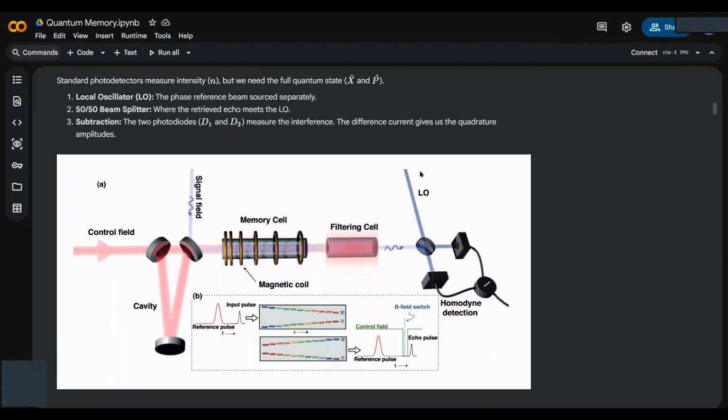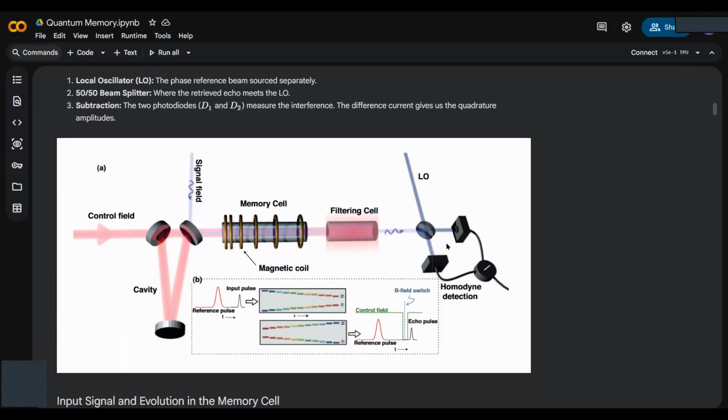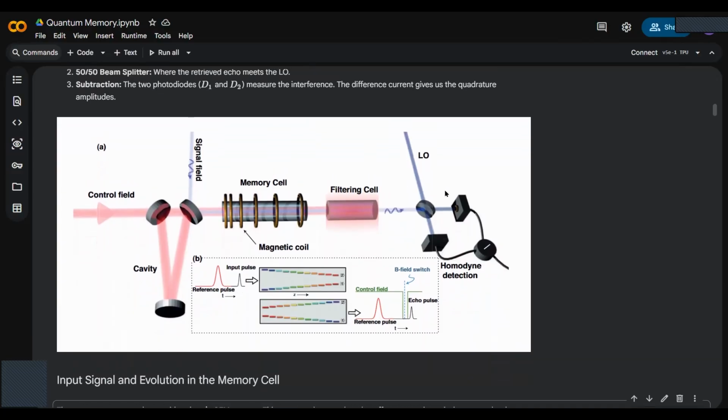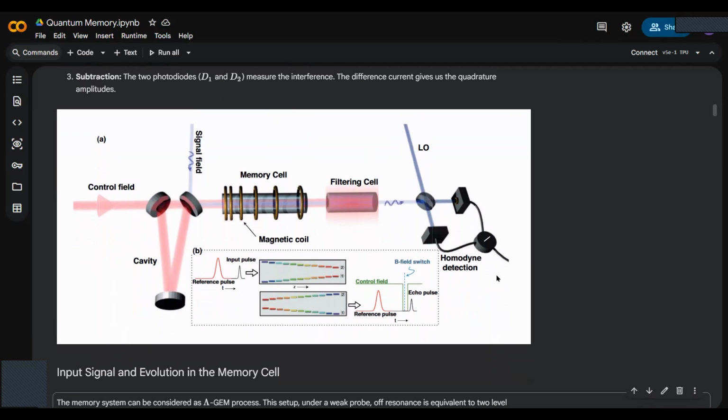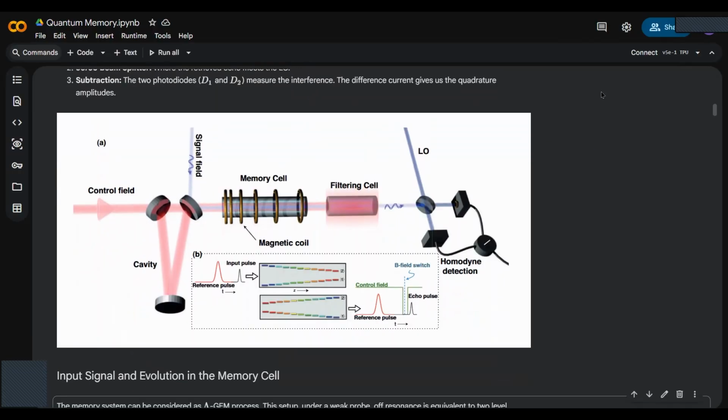For the homodyne detection, as I said, we source a local oscillator beam which bypasses the entire experimental setup of the memory, and we put it on a 50-50 beam splitter, where the retrieved echo meets the LO. And then we use the two photodetectors, D1 and D2, to measure the interference, and from the difference current, calculate the quadrature amplitudes. Handing over to Soham.